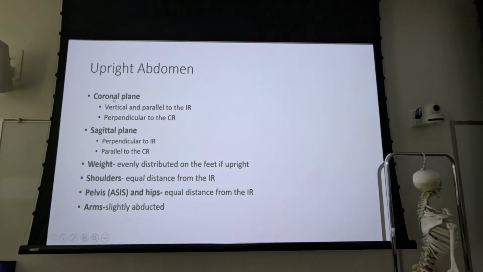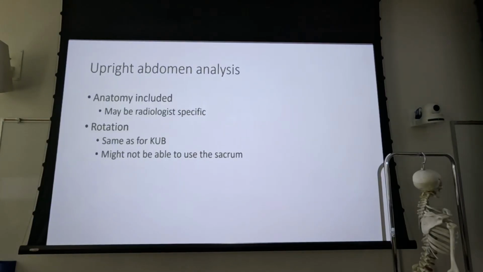So upright abdomen, make sure that you have the patient's weight evenly distributed on their feet, shoulders and their hips and pelvis equidistant from the image receptor. Paying attention to the arms probably becomes more important on the upright because if you're laying down, your arms can be almost anywhere, but because of gravity, if you're upright, they're going to be right there, possibly superimposing the abdomen.